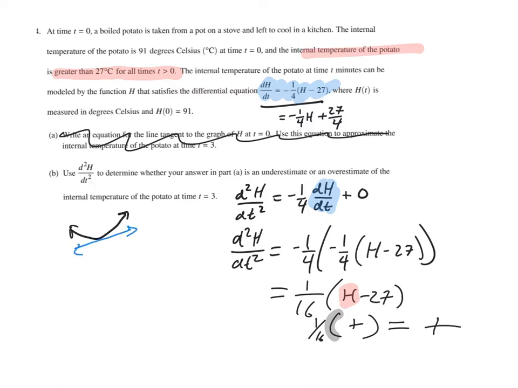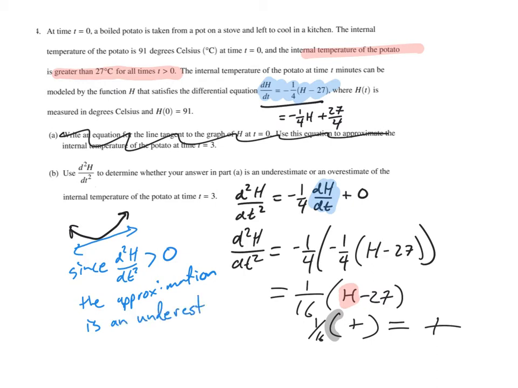So we could say something like, since the second derivative is always greater than 0, the approximation is an underestimation, or an underestimate, something like that. And I think that would be plenty for that question.